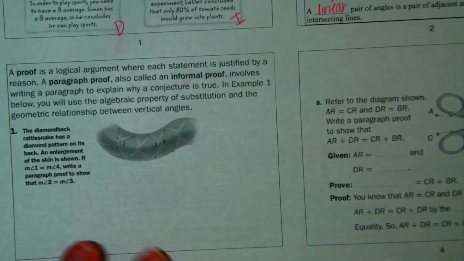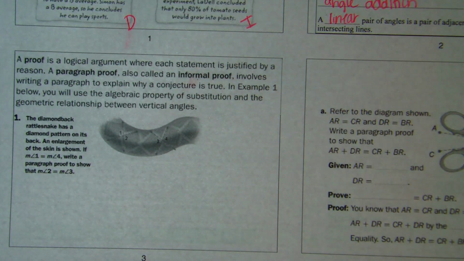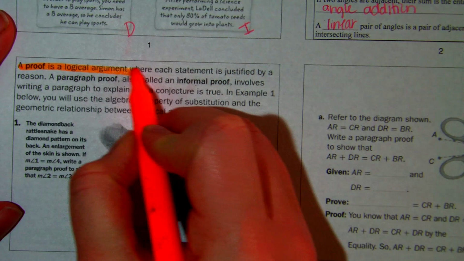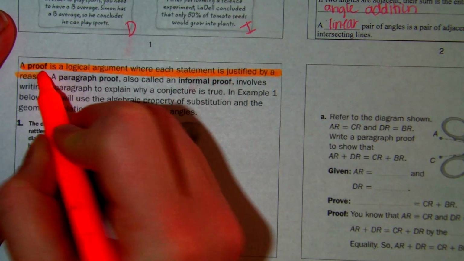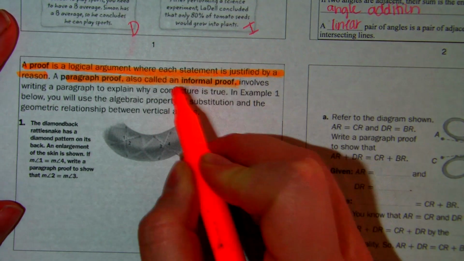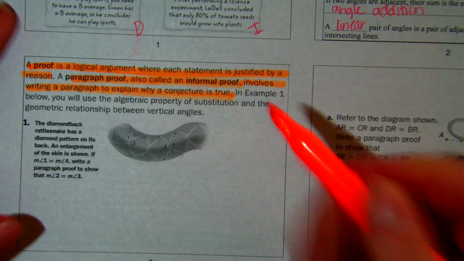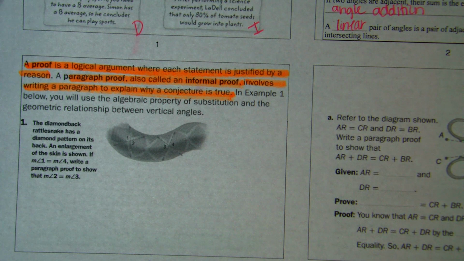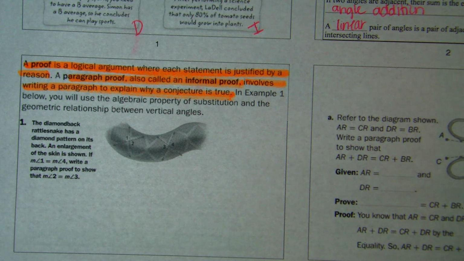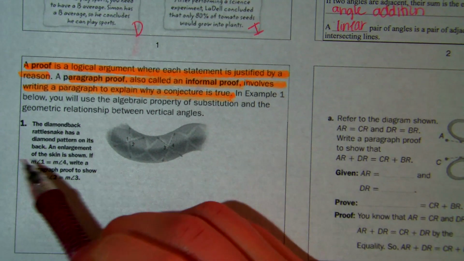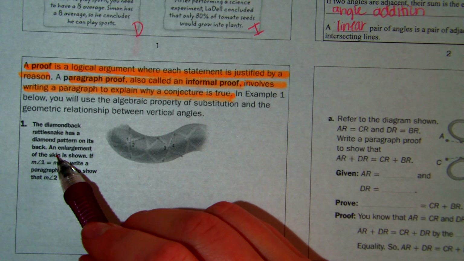Here's some more vocab words. So it says a proof is a logical statement where each statement is justified by a reason. A paragraph proof, also called an informal proof, involves writing a paragraph to explain why a conjecture is true. In example 1 below, you'll use the algebraic property of substitution and the geometric relationship between vertical angles. So we see some things here. So the diamondback rattlesnake has a diamond pattern on its back. An enlargement of the skin is shown.